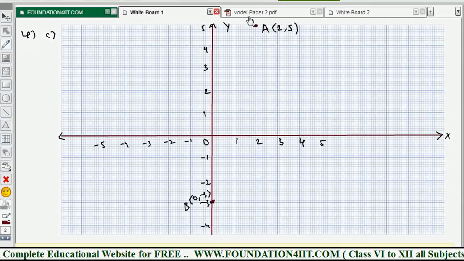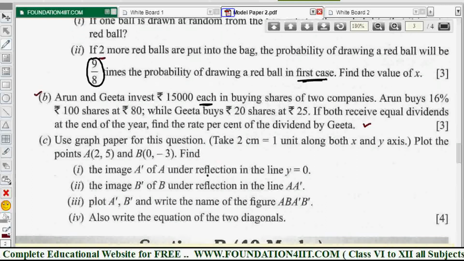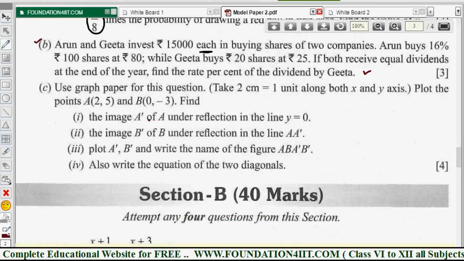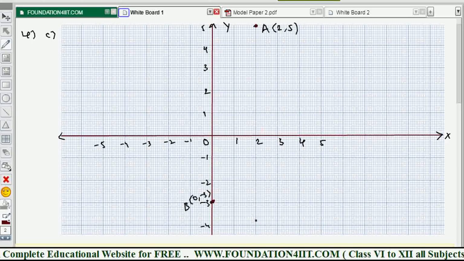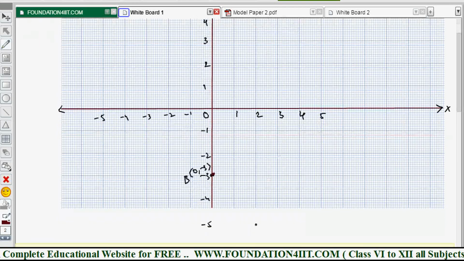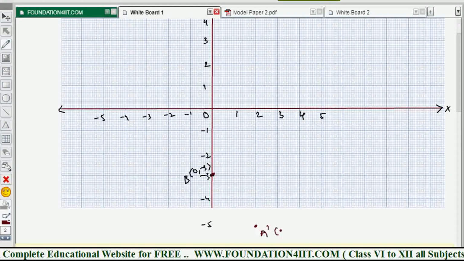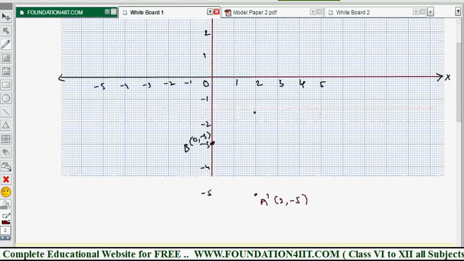Now the first one is reflection in y equal to 0. You are given A dash is A under reflection in the line y equal to 0. So y equal to 0 means that is the x-axis. The x-axis equation is y equal to 0. That means the reflection is in the x-axis. So the reflection of A, A dash, is 2 comma minus 5, because y equal to 0 is reflection on the x-axis.